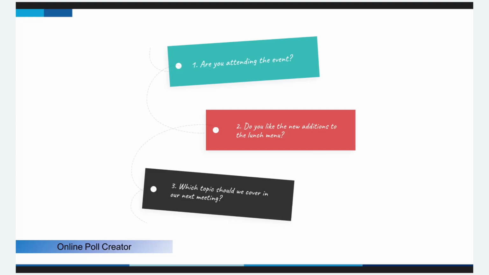If you're looking to gather quick opinions or make real-time decisions, Zoho Survey's online poll creator is the perfect tool. You can create single question polls in just a few clicks and share them instantly via email, social media, or embed them on your website. Responses are also updated in real time, allowing you to gauge audience sentiment instantly. This is especially useful for quick feedback during webinars, live events, or internal team check-ins.